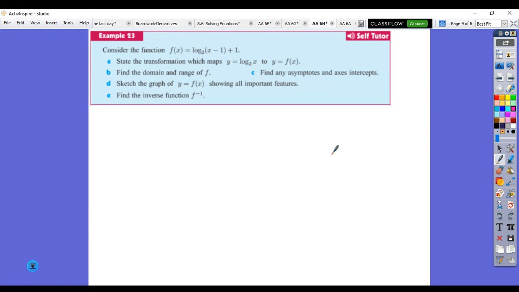All right, so let's consider this example. There's a whole lot to this example, so just kind of bear with me. But it's the last example of the year.